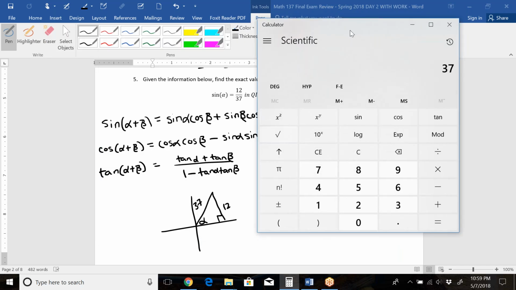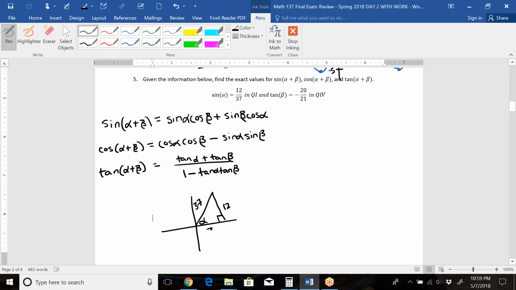So 37 squared minus 12 squared, because that's our hypotenuse, equals 1,225 raised to the 0.5 power. Let's see if that is a nice one. It is. It's 35. So that means that sine of alpha, we already knew, was 12 over 37. Cosine of alpha is 35 over 37. And tan of alpha is 12 over 35.